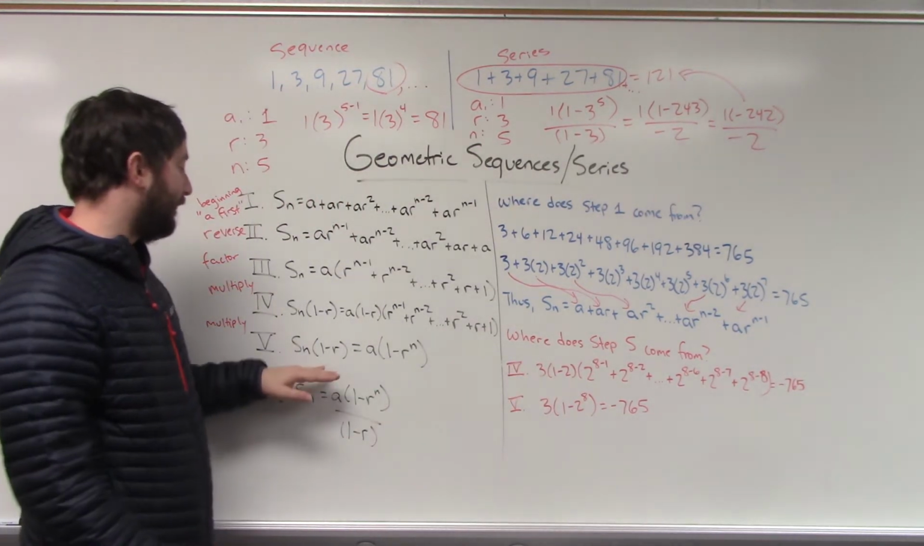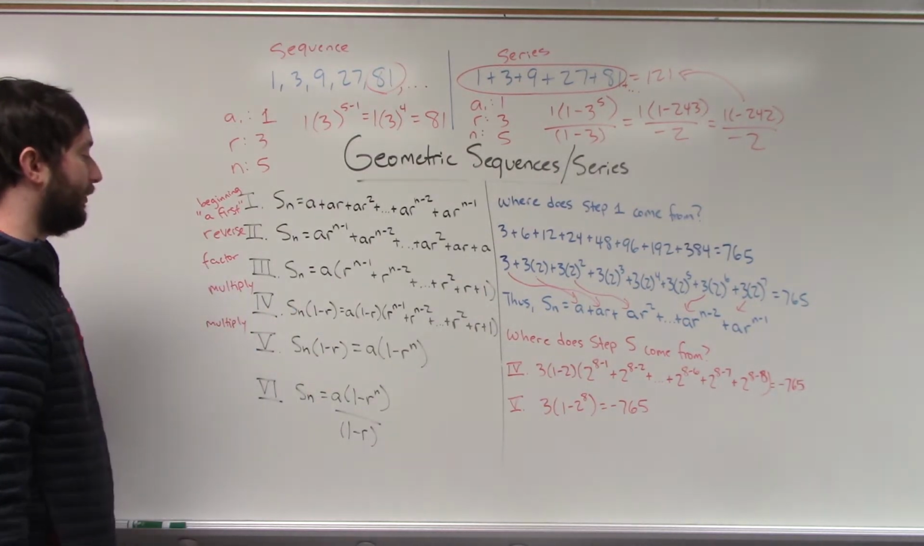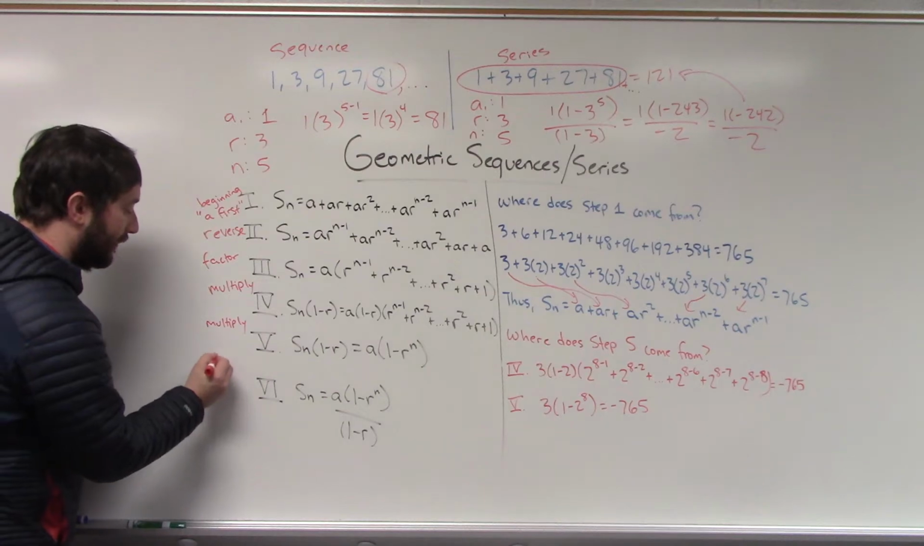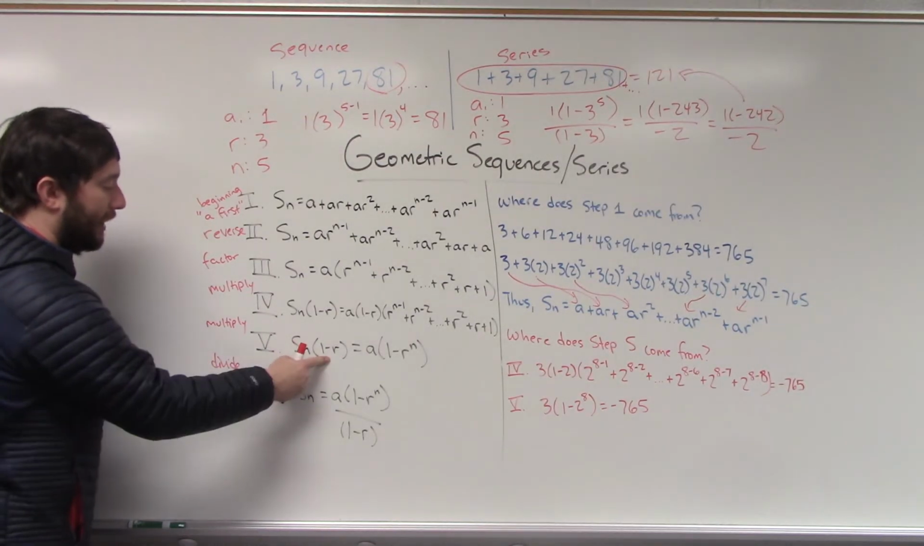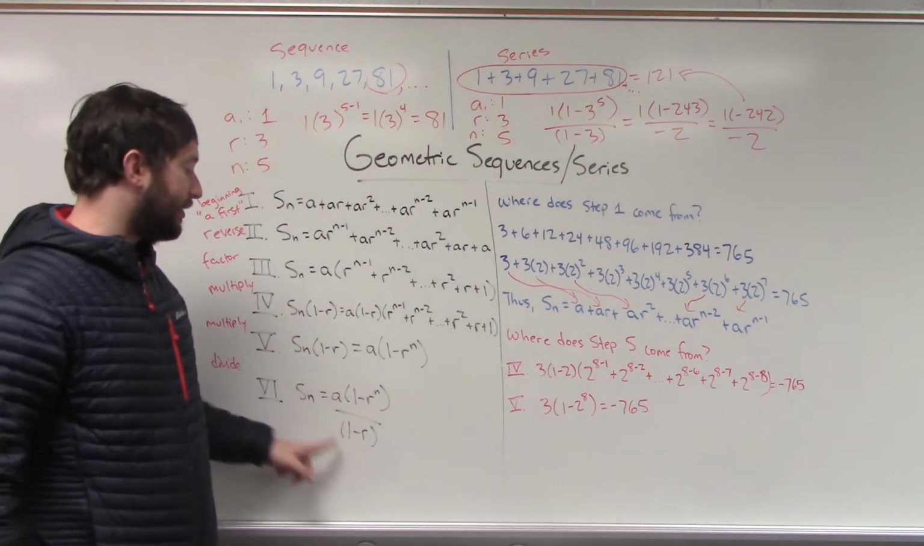So that's where step 5 comes from step 4. They both are the same. They're equivalent on the right-hand side. And lastly, divide by 1 minus r from the left side to the right. Your series is equal to this formula.